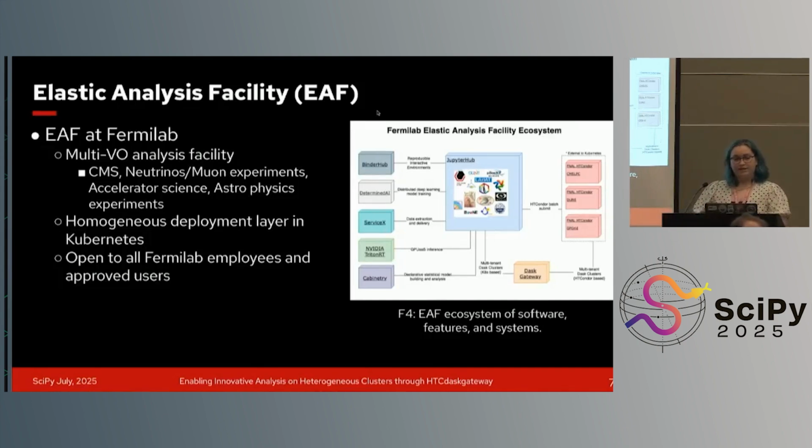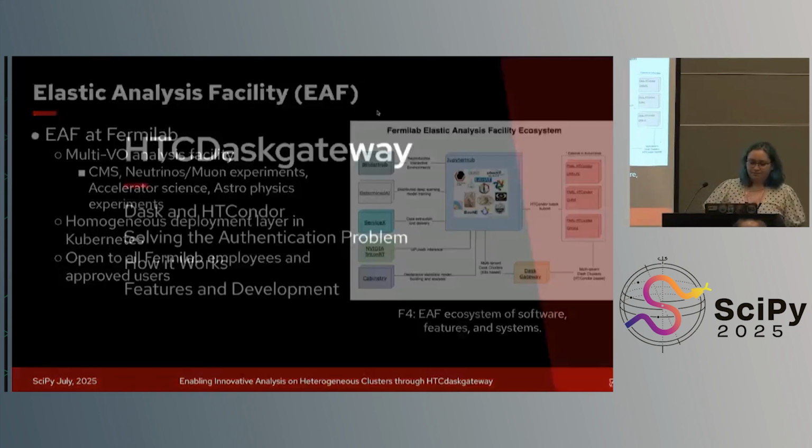But if we look at this diagram on the right, in the center we have the JupyterHub instances for all of the experiments. On the left we have the services we provide. On the right we have our HTCondor batch systems, and in the bottom right you see Dask Gateway. So this is how we connect our JupyterHub instances to our batch services for HTCondor, and this is where HTCdaskgateway comes in.